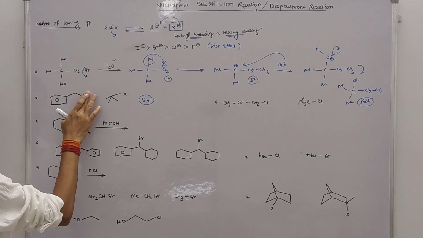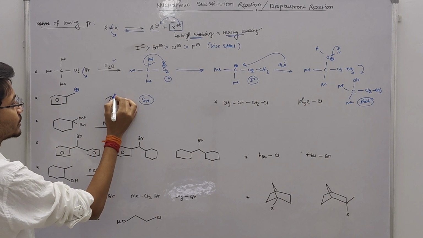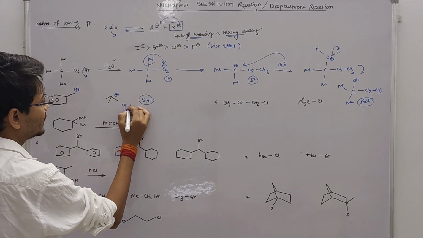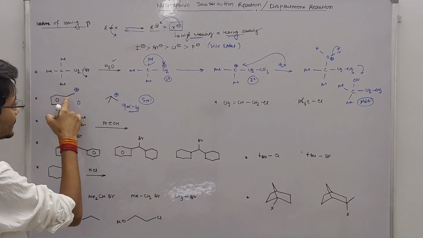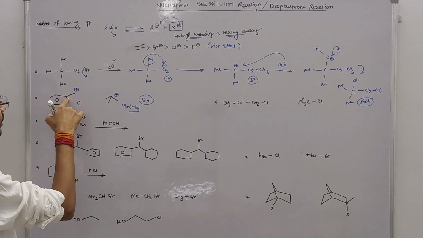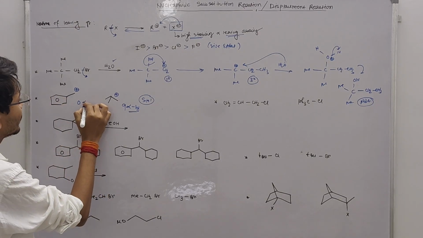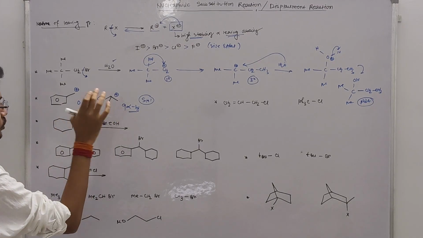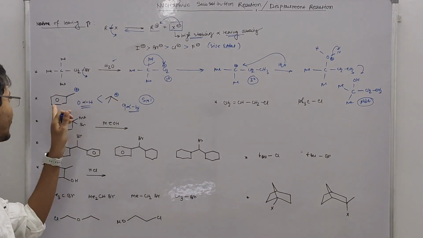Okay, so kick out the X, generate a carbocation. Here there are 9 alpha hydrogens, and here 0 alpha hydrogen, because this carbon is the alpha carbon and it has no alpha hydrogen. That means the stability is high, so this will undergo SN1 at a faster rate compared to this.